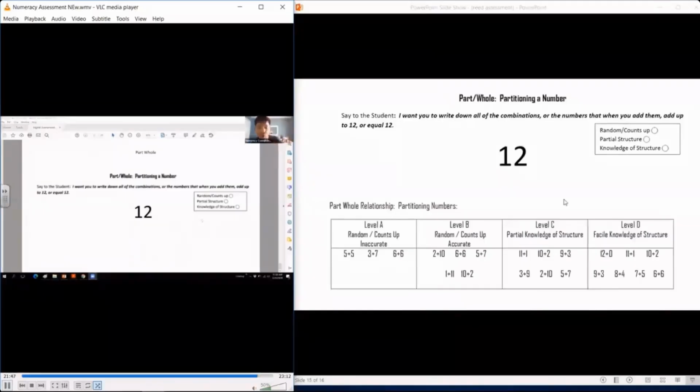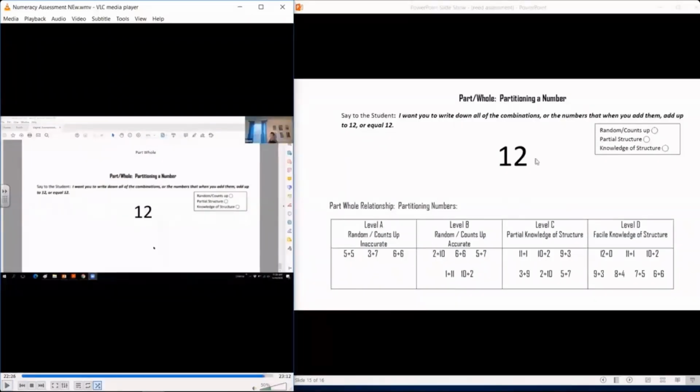What I'd like you to do is tell me all the ways that you can make 12 by adding. All the numbers that can make 12. Can you give me the combinations? 6 plus 6. If you need to write these down, you can write these down and tell me too, or you can try to do them from your head. 6 plus 6. 5 plus 7. Okay. 10 plus 2. Okay. 2 plus 10.